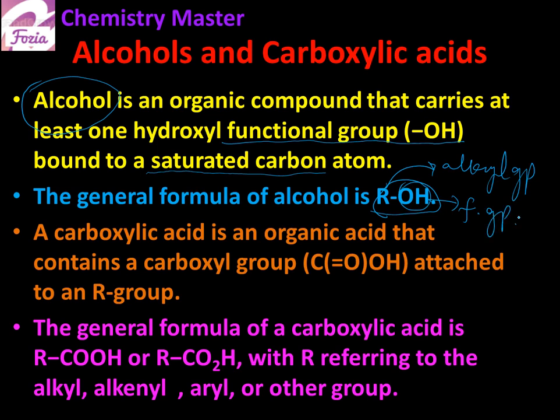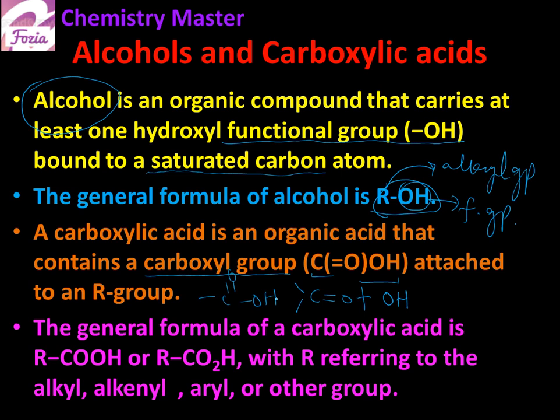Similarly, a carboxylic acid is an organic compound that contains a carboxyl group in it. Now, the carboxyl group is the combination of two functional groups. You see the carbonyl group, that's the functional group of aldehydes and ketones, and the hydroxyl group, that's the functional group of alcohols. So carboxyl group means the carbonyl carbon is bonded to a hydroxyl group.